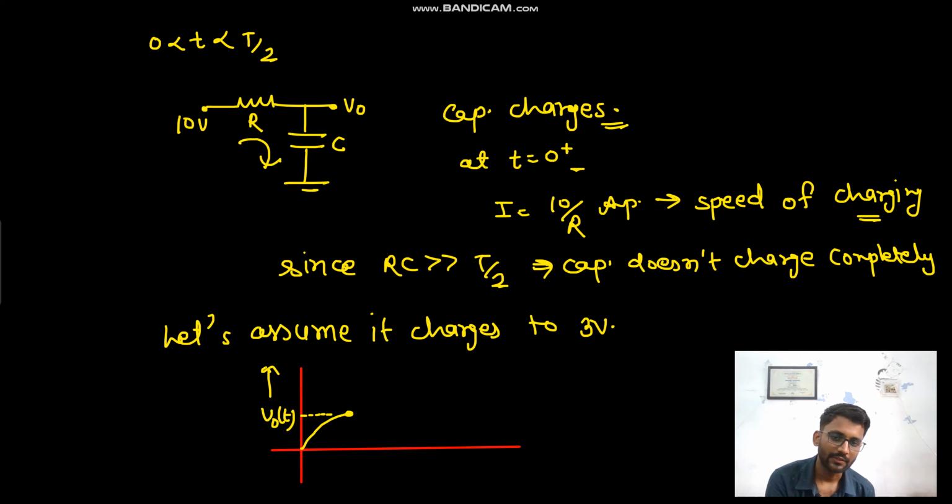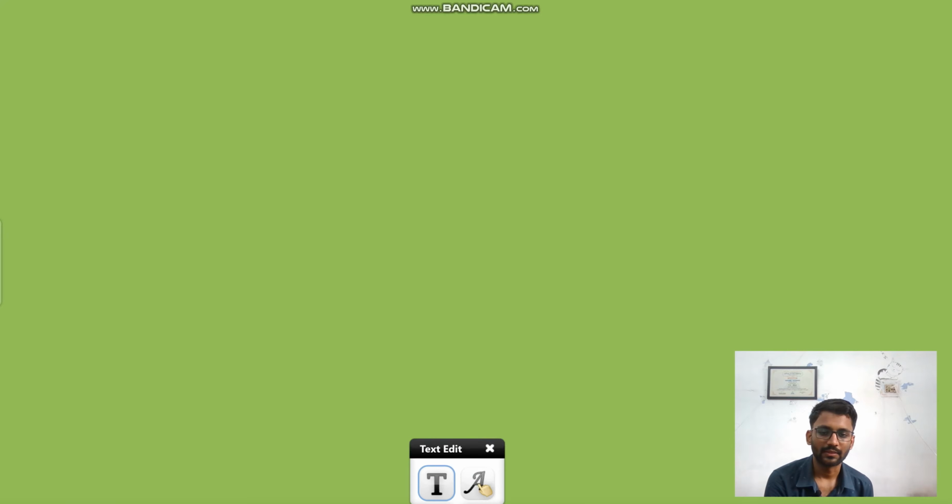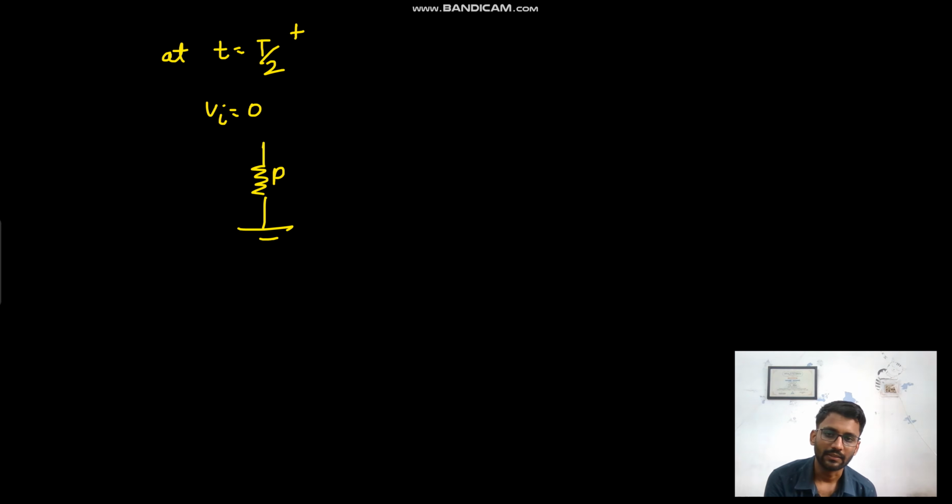It has charged to 3 volt only, at T by 2. Now at T equals to T by 2 plus, your V in is 0. So the circuit will look something like this. This is R. This capacitor is having 3 volt now.